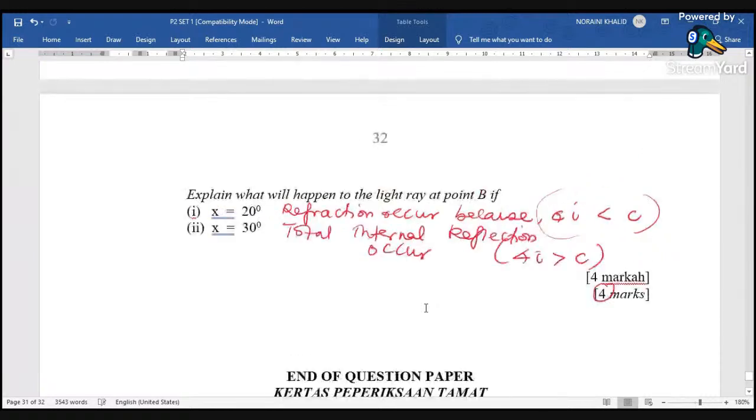So I think that's all for the essay part, section B and section C. Okay, you can pause the video to read the answer, or you can try to answer first, then you can check the answer.